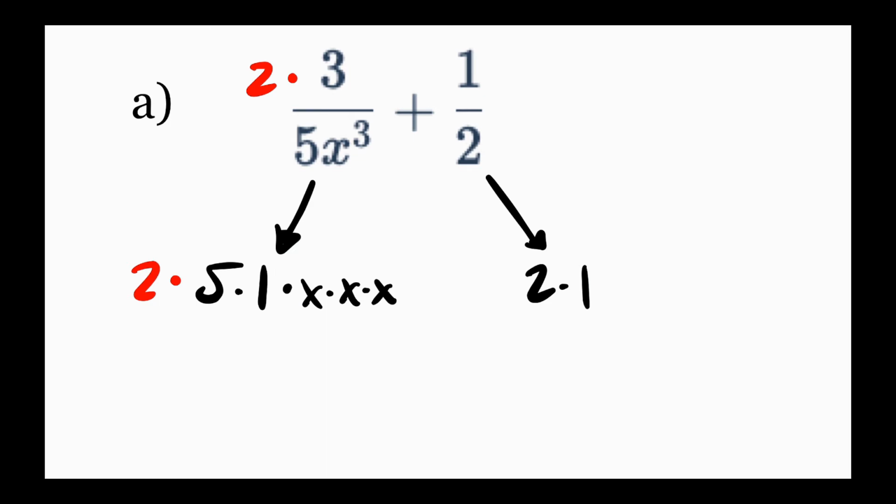Over here, I'm missing quite a bit. What's the first thing I need? A 5. I need a 5. And then I need 3 x's, right? So since I didn't have them, I have to include them to the bottom and to the top. Anything I need to include to the bottom and to the top, both.